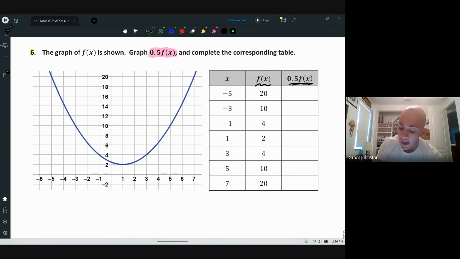So half of 20 is 10. Half of 10 is 5. Half of 4 is 2. Half of 2 is 1. Half of 4 is 2. Half of 10 is 5. Half of 20 is 10.